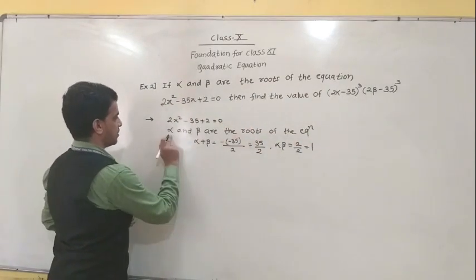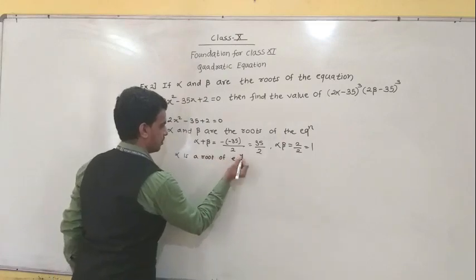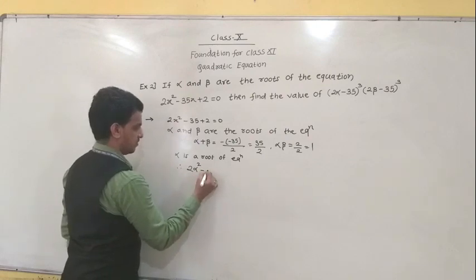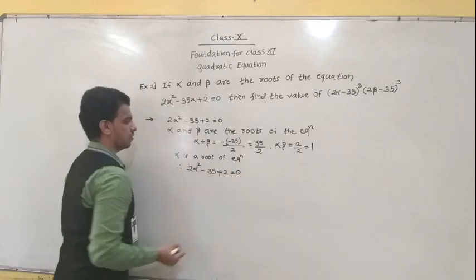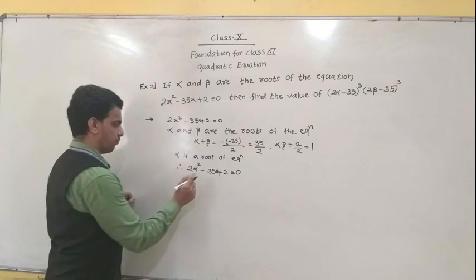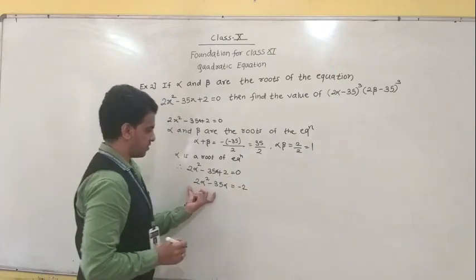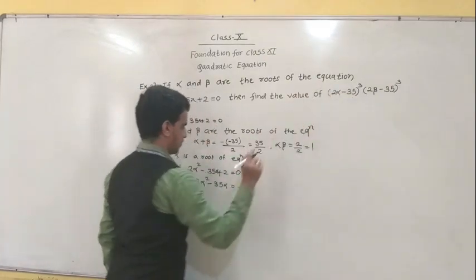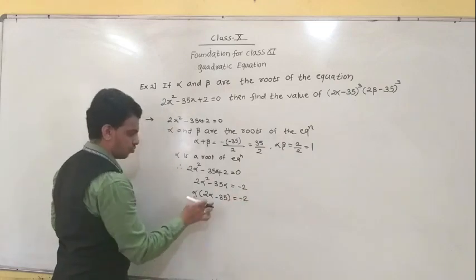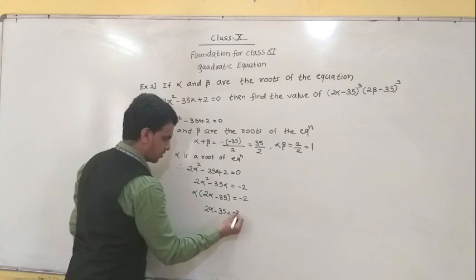So instead of that, alpha is a root of this equation, therefore alpha satisfies this equation, so we can write 2 alpha square minus 35 alpha plus 2 is equal to 0. So 2 alpha square minus 35 alpha is equal to minus 2. Now a similar term is here, 2 alpha minus 35. If we take alpha common, we get alpha into (2 alpha minus 35) is equal to minus 2. So if we shift alpha to the other side, we get 2 alpha minus 35 is equal to minus 2 by alpha.